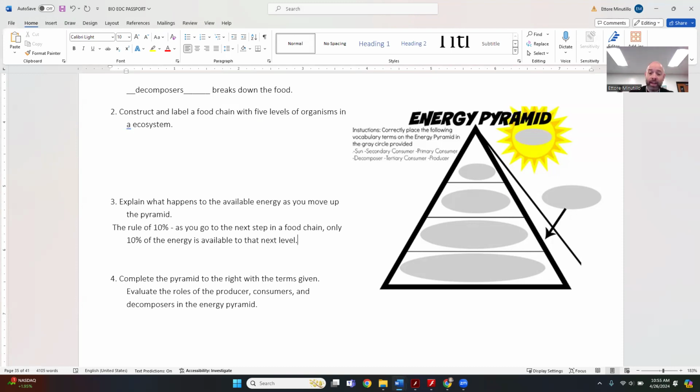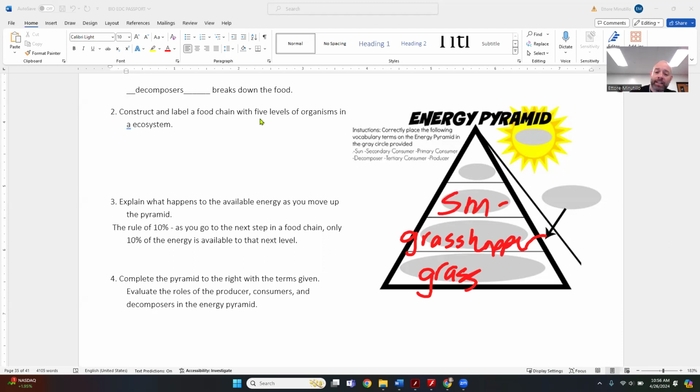So for example, if we had a food chain here, we have grass, and grass gets eaten by a grasshopper, and the grasshopper gets eaten by a snake. Well, that does not look like a snake. Let's try that again. And the snake gets eaten by a hawk. Well, let's make up some numbers here.